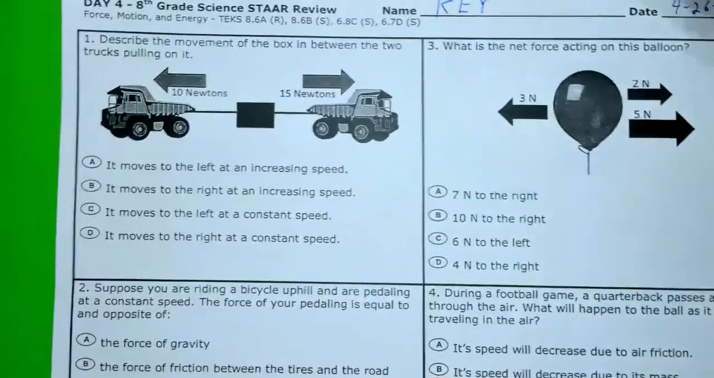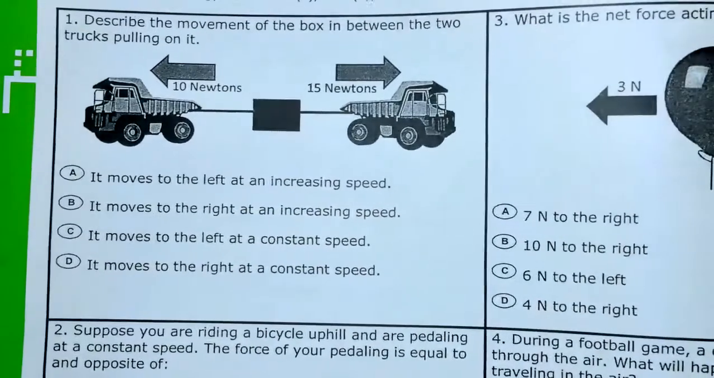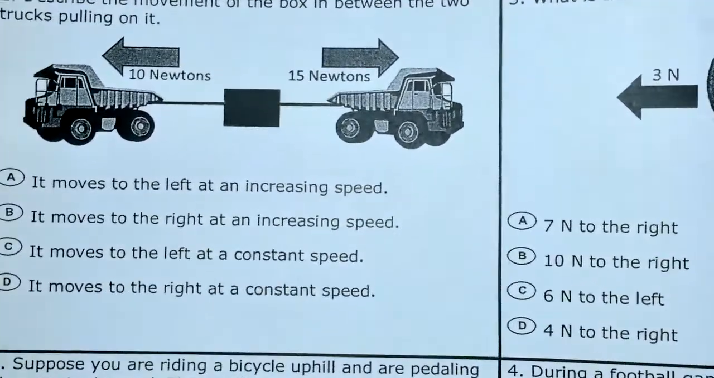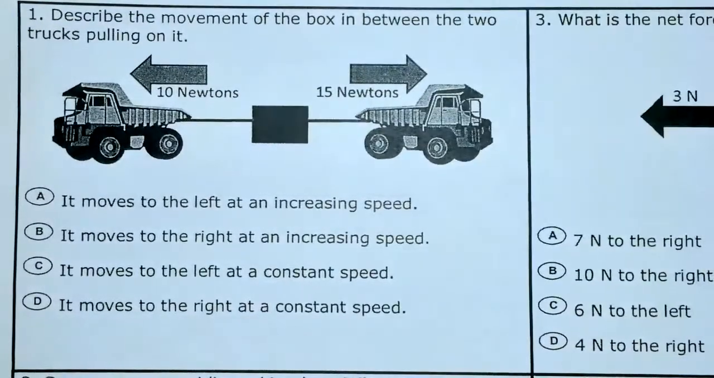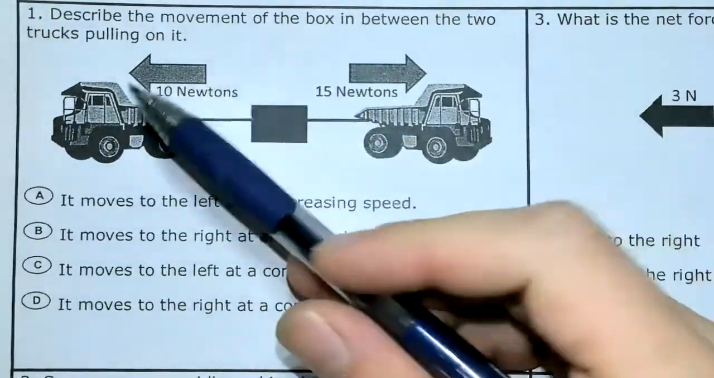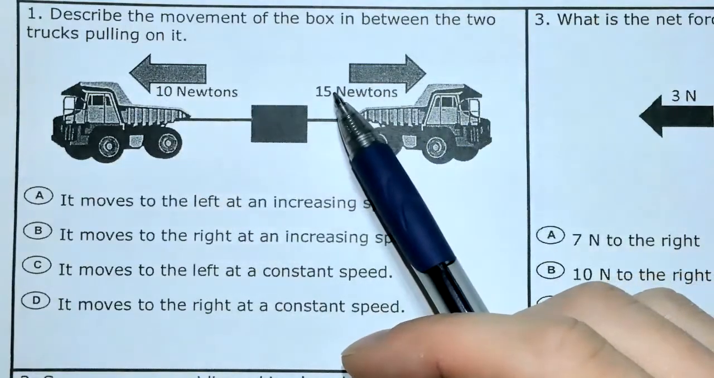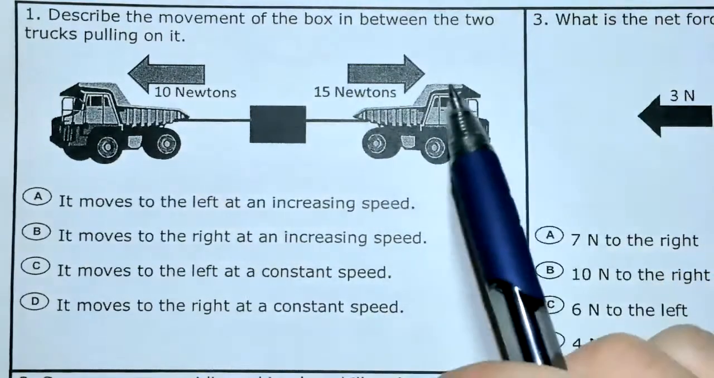It says, describe the movement of a box in between the two trucks pulling on it. So you see that box in the middle, and we have these two trucks that are pulling from opposite sides. We have 10 newtons going to the left and 15 newtons going to the right. So let's describe this movement.